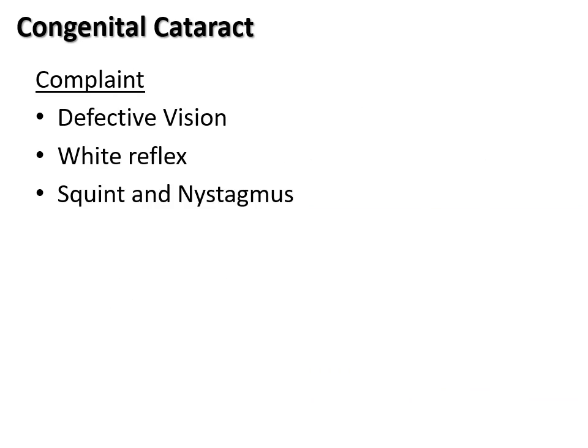So the complaint or the symptoms are usually from the parents. The parents will complain from defective vision of the child, or from leukocoria, which is known as white reflex. And this happens if the cataract is dense and involving the central part of the lens, and it's easily discovered by the photographs. The third thing is the squint, which is usually accompanied by amblyopia, especially in unilateral cases, and nystagmus, which happens in bilateral dense cataract.